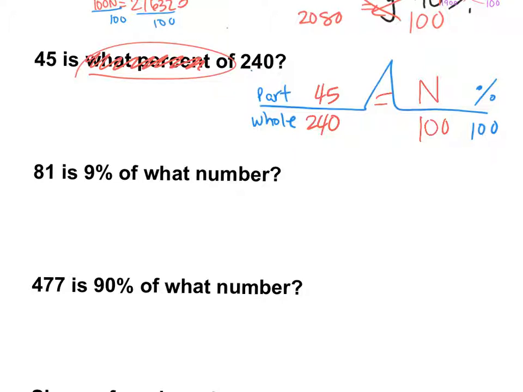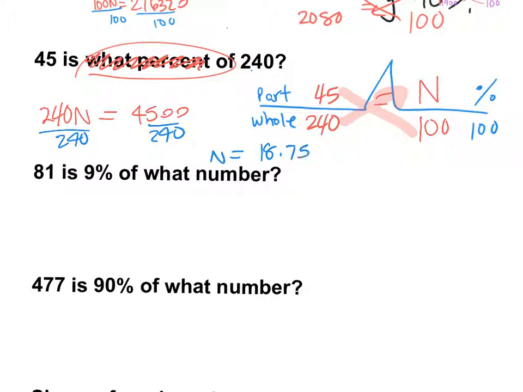Then when you do your cross multiplication, you're going to get 240 times n is equal to 4,500. And when you divide by 240, you get 18.75.